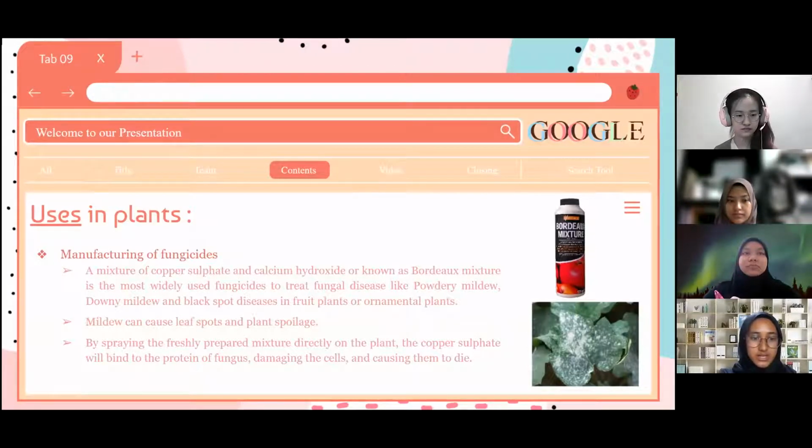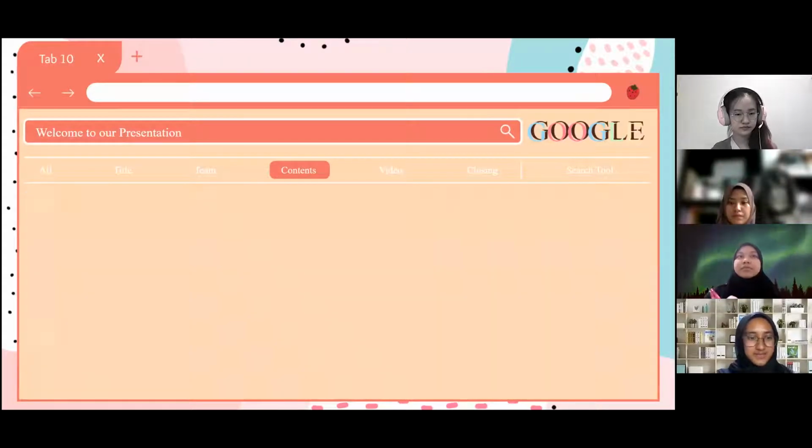By spraying the freshly prepared mixture directly onto the plant, the copper sulfate will bind to the protein of the fungus, damaging the cells and causing them to die. So the first picture is an example of Bordeaux mixture, and the second picture is an example of mildew disease. Next.